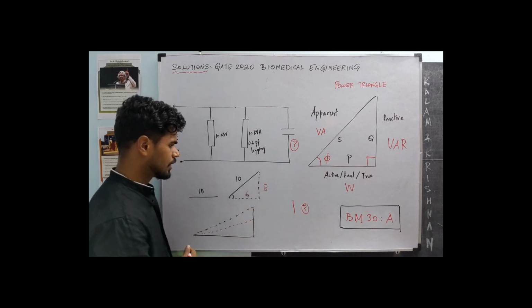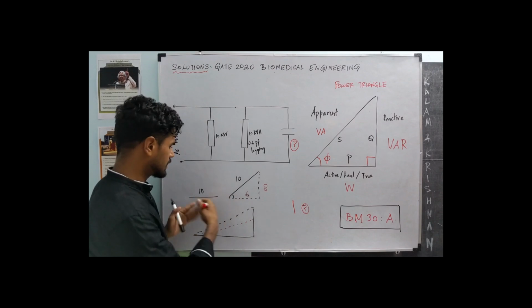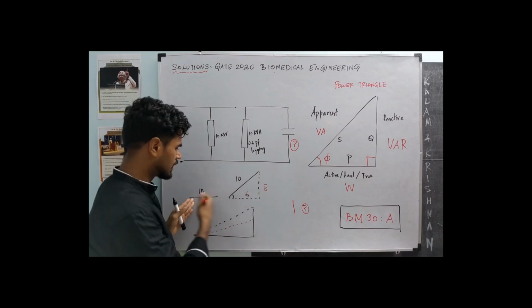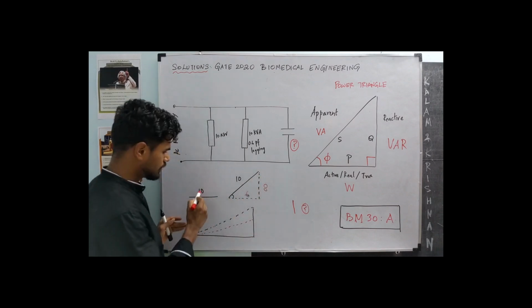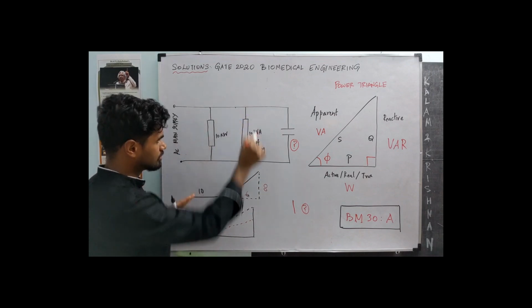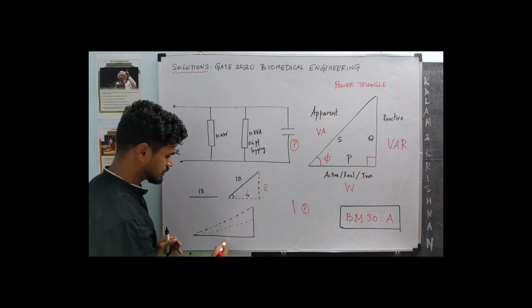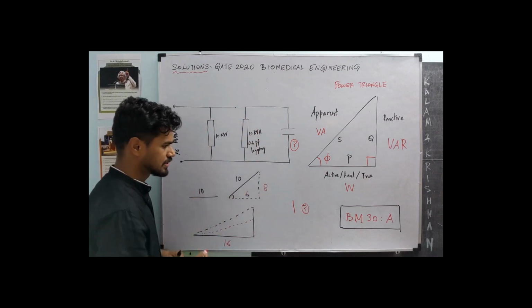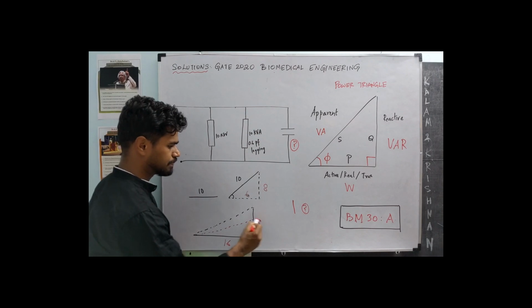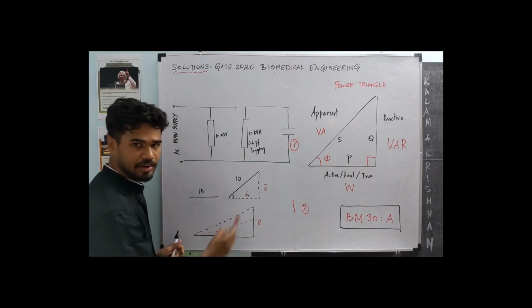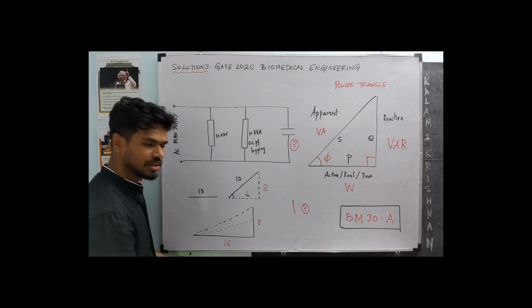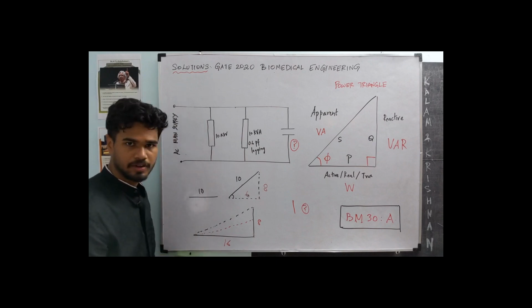Now you can add and subtract the base and height. If you add these two, the net triangle has a base of 10 plus 6, which is 16, and the height is 8. So this is where we are currently, the black triangle. We want to end up at a red triangle whose power factor is 0.95.